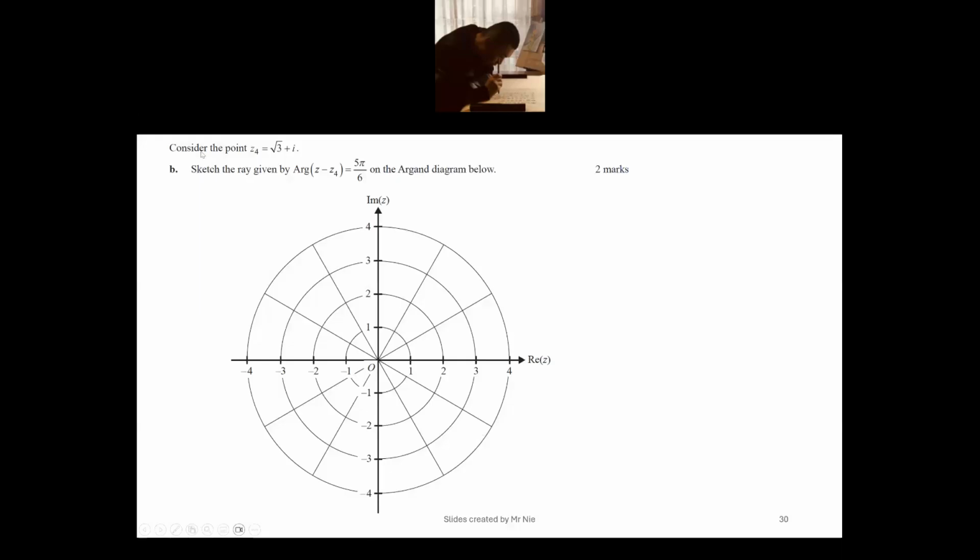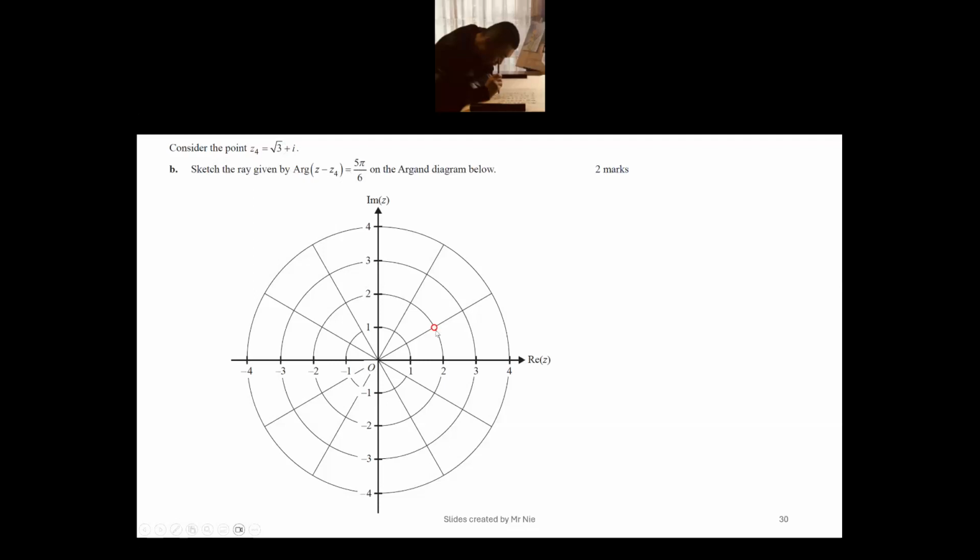Now, the second part of the question starts with considering the point z4, which is √3 plus i. This is a familiar complex number. If you write that in polar form, that would be 2 cis(π/6). We want to sketch the ray given by argument of z minus z4 equals 5π/6. Just be very careful. Whenever you are sketching this ray in terms of argument equals an angle, you have to exclude the originating point.